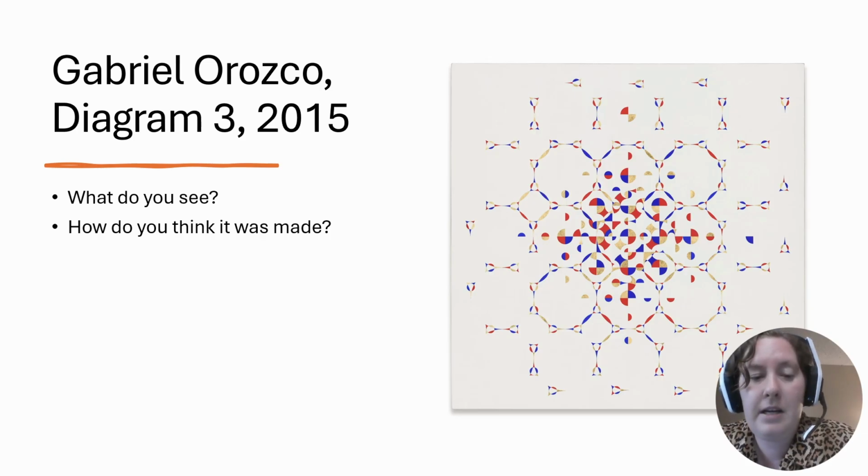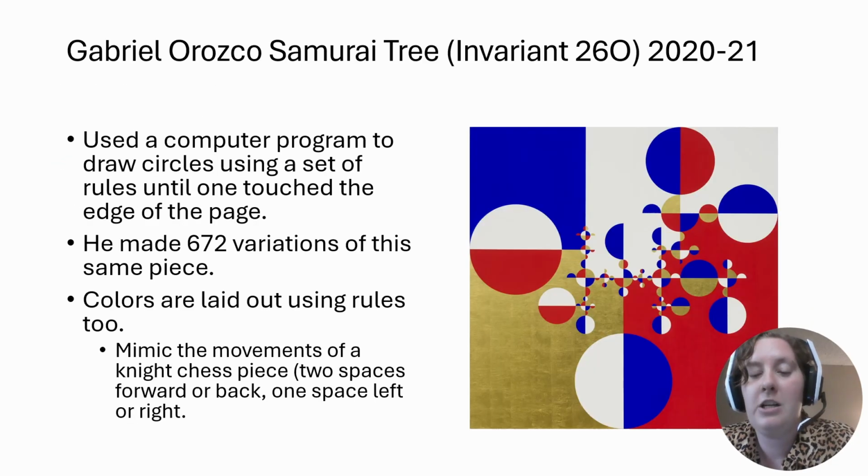The Diagram 3, so ask students, what do you see? How do you think it was made? I believe this is one of his pieces that he used a computer program to map out different circles. I'll have to research a little bit more about this piece in particular, but I know with the next piece, the Samurai Tree, he made it so that the circles had to touch in the middle of each of the circles, and it went to the very edge of the page.